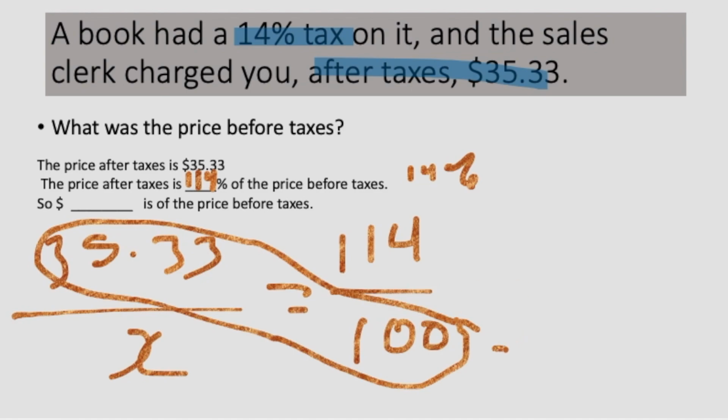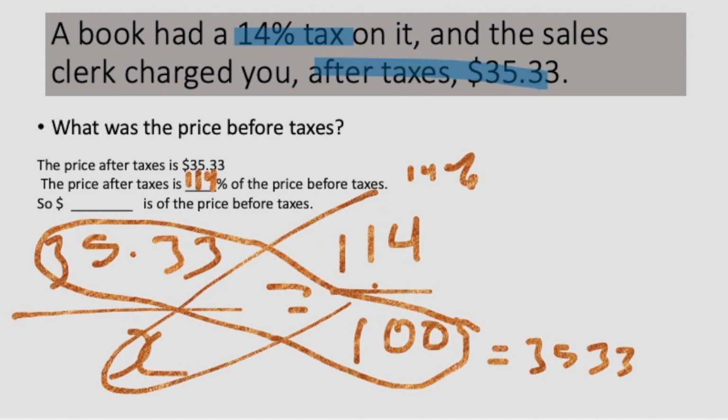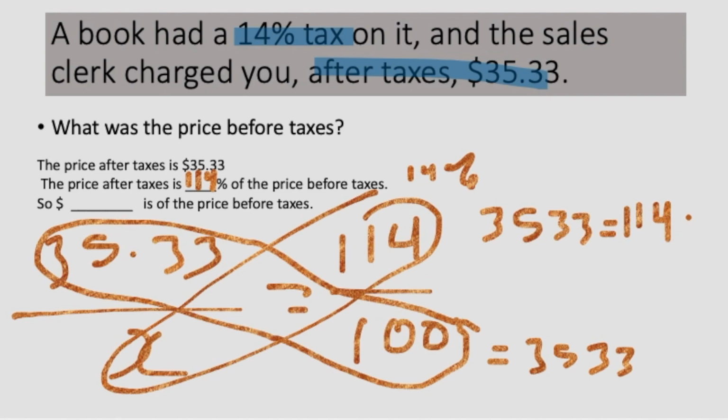And that's going to give this is equal to 3533, right? So that means that this needs to equal 3533. So it means this is equal to 114x. Okay, so I'm just going to divide this side by 114. And that's going to give me the cost, which is 30. And then because I'm talking about money here, money always gets rounded to 2 decimal places. So it's $30.99.